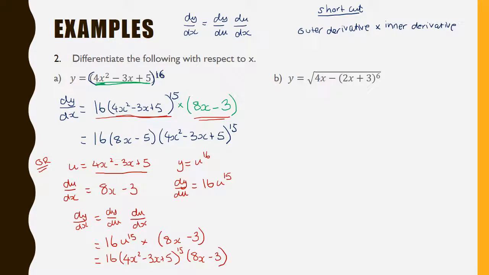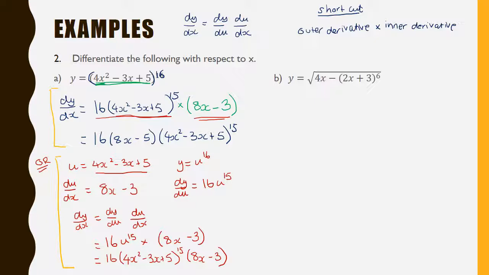We have got two methods there. It is entirely up to you whether you prefer to use the shortcut method as shown here or the extended method using the full chain rule down below. Whichever you are more likely to get correct and whichever is most likely to be efficient is the way you should choose. Let's have a look at our second one.